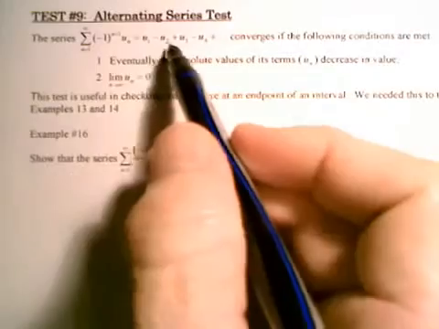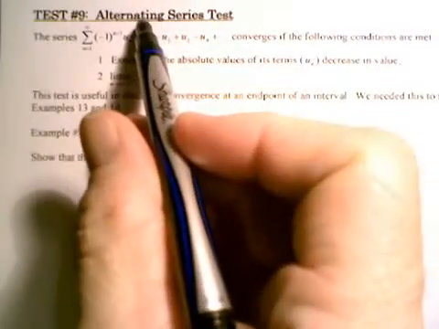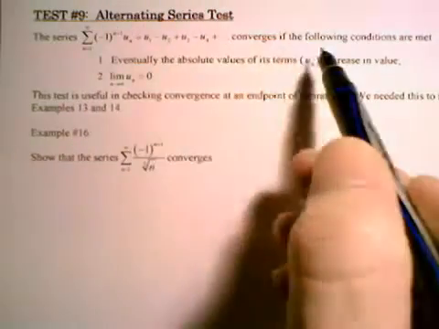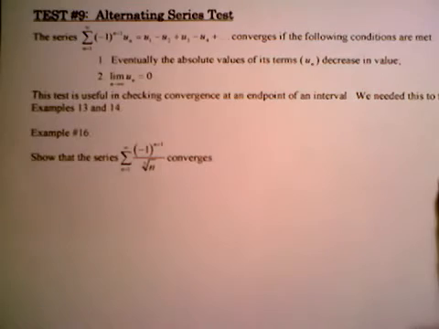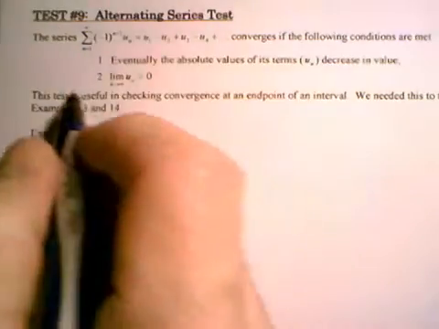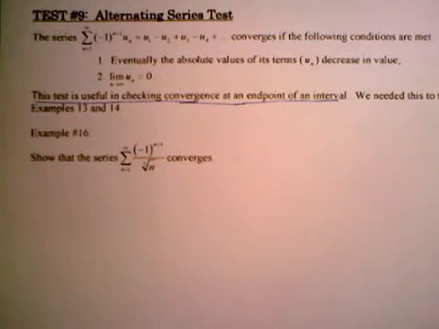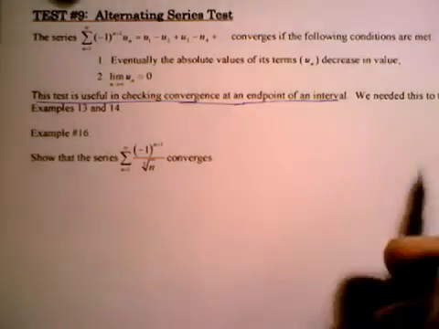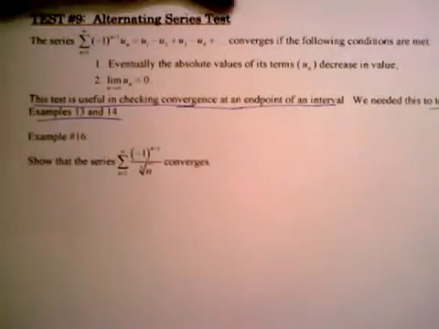So you can't even use this if it's not an alternating series. Alternating series all converge as long as this first condition and this second condition are met. And this is really useful, like it says here, when you're testing the convergence at the endpoints of an interval. And so you'll need this test to test the endpoints for examples 13 and 14, which are 2 of the problems of the 3 that I'm going to have you guys do.